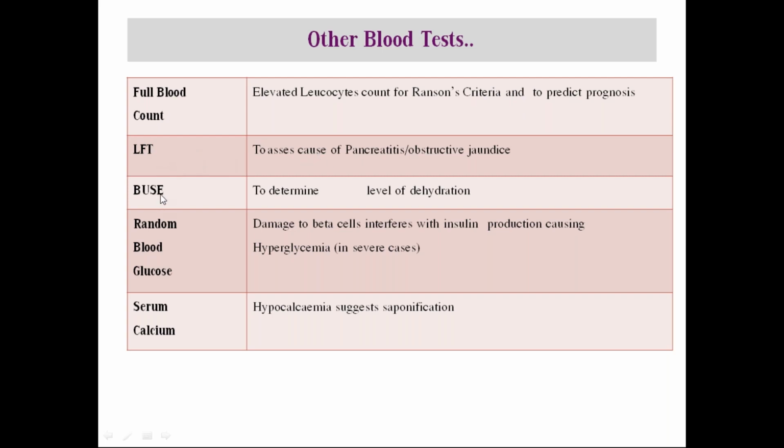Blood urea nitrogen is an important component in the treatment of pancreatitis, which is pain suppression and adequate rehydration of the body. The patient will be severely dehydrated, leading to an increase in nitrogen values. For random blood glucose, beta cell damage in the pancreas interferes with insulin production and causes hyperglycemia. Serum calcium: hypocalcemia means saponification.